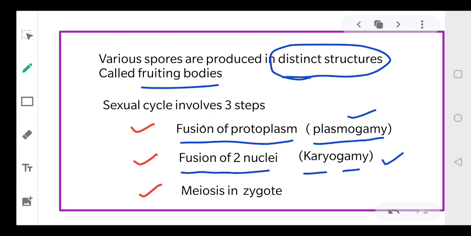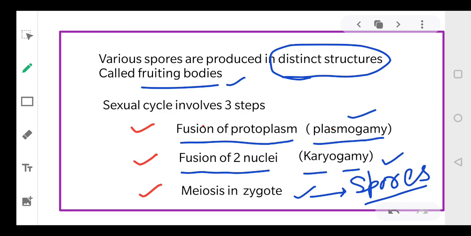And third, meiosis will occur in the zygote. Okay, when meiosis occurs in the zygote, there is a formation of spores. So in the zygote, meiosis will occur and spores will be formed, and these spores will be present in special structures which are called the fruiting bodies.